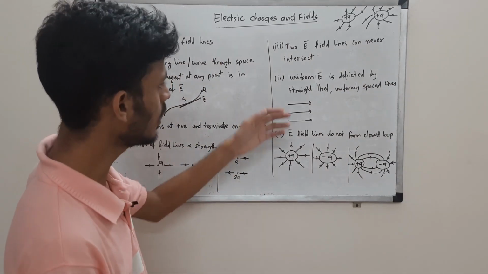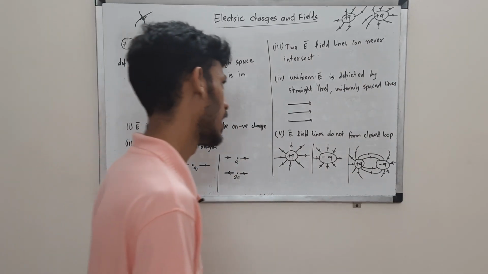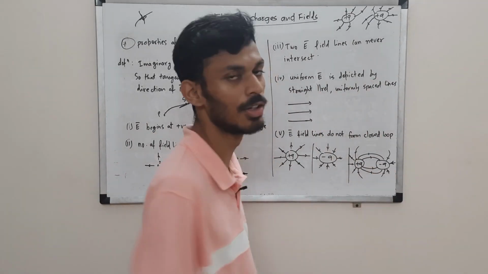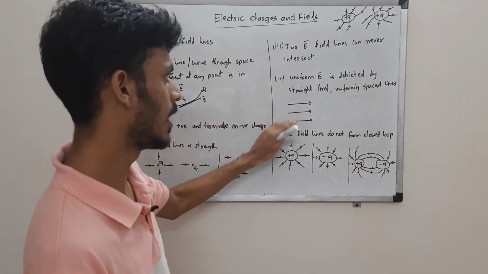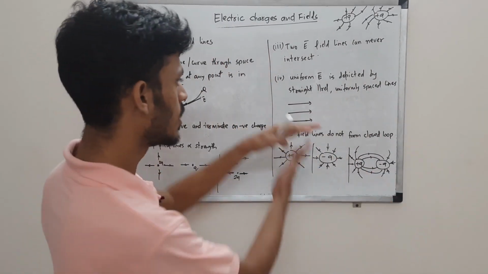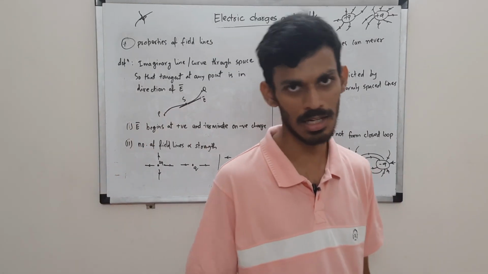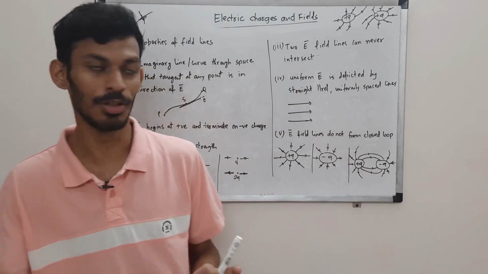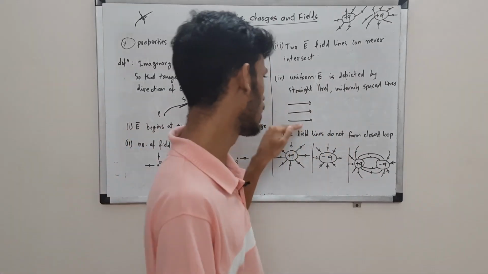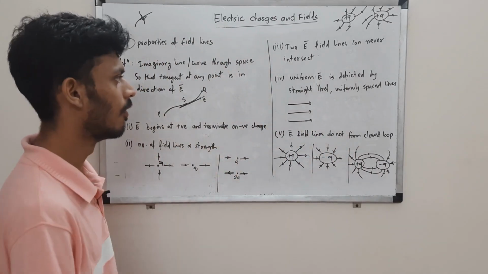Okay, then we have the fourth property, which says uniform electric field. So this is how you depict a uniform electric field: straight parallel lines which are uniformly spaced. You'll often see this being used between the plates of a capacitor. So there we have a uniform field. These are the lines that depict a uniform field.